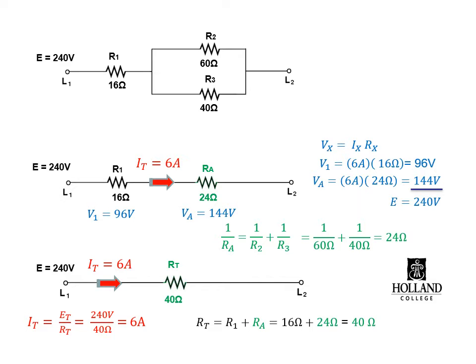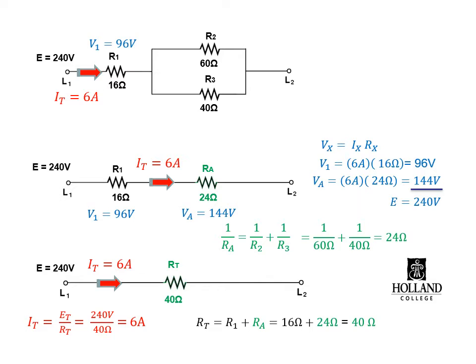Now if you look at R2 and R3, you can see the front of R2 and the front of R3 are tied together, and the backs of R2 and R3 are directly tied together. So R1, nothing changed from the previous circuit. It gets the full 6 amps, and it would have 96 volts across it. R2 and R3 are directly tied together tip to tip and tail to tail. They are directly in parallel with each other. That's what allowed us to combine them together to give us 24 ohms for RA. We calculated the voltage across RA to be 144 volts.